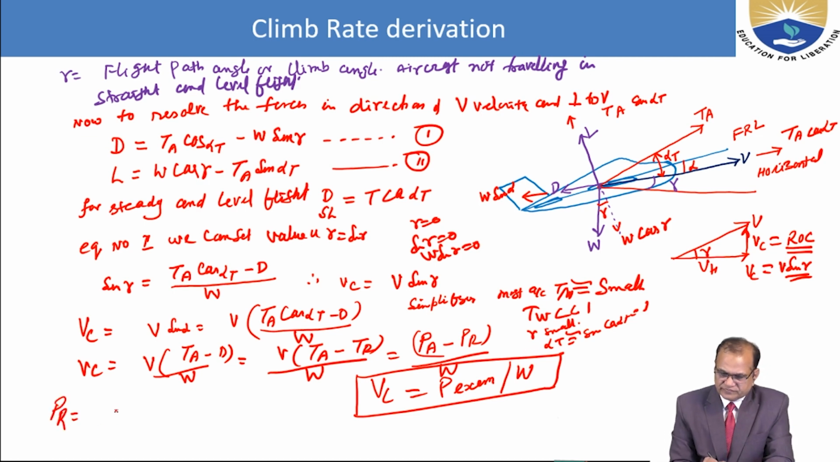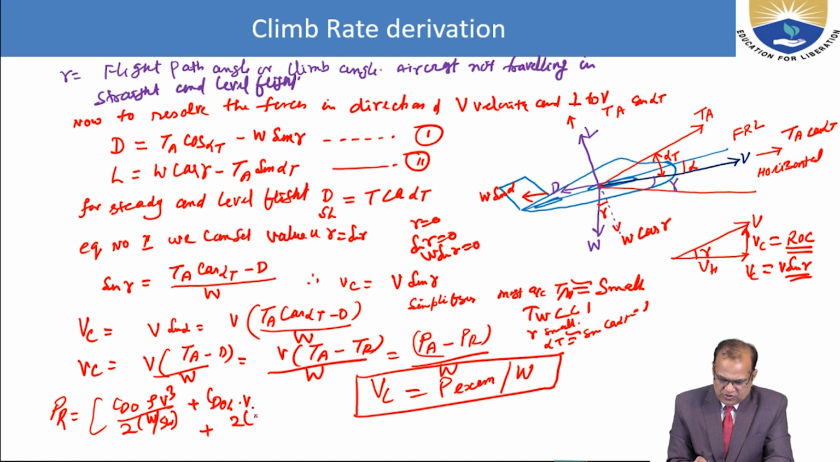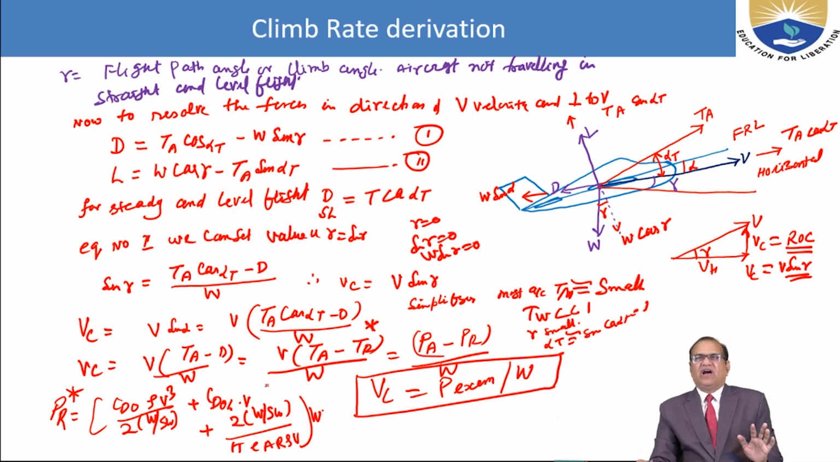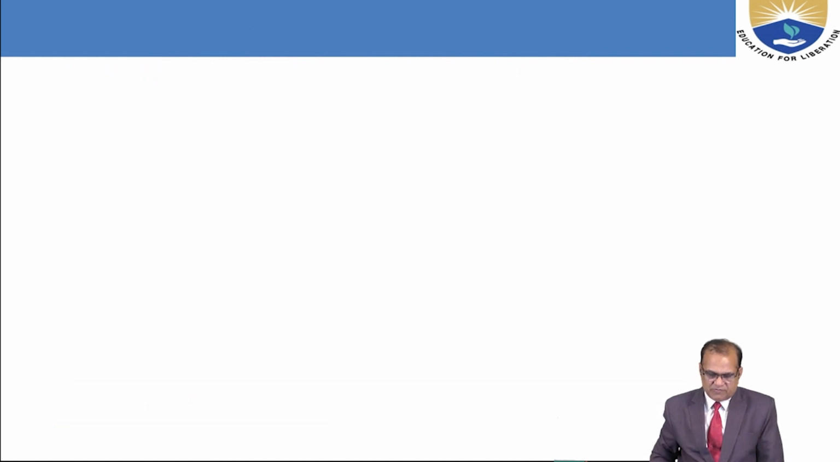And we know this PR, we have just now solved this. PR is equal to CD0 rho V cube S divided by 2 W by S, plus 2 W by S pi e aspect ratio rho V into W. So we can put this value here, and we can get the rate of climb. So this is the derivation which I have completed.